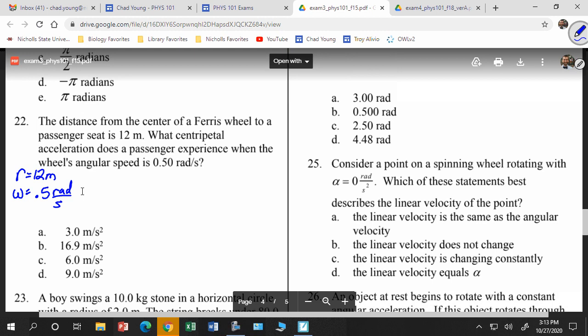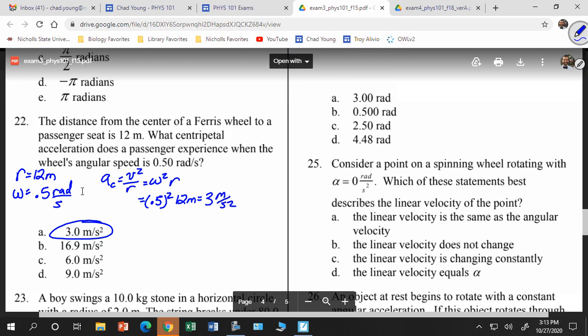This is actually not a terribly difficult problem because it's really just sort of knowing the equation. My centripetal acceleration is v squared over r, but that's also equal to omega squared r. So omega is 0.5 squared times the radius, which is 12 meters, and so that's a quarter of 12, or 3 meters per second squared. So A is the right answer there.